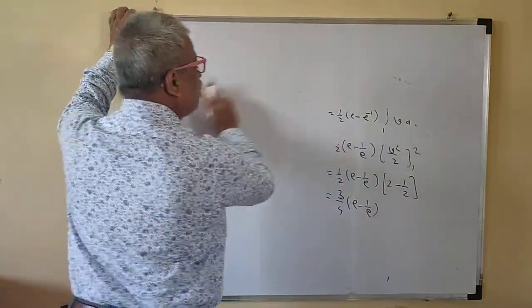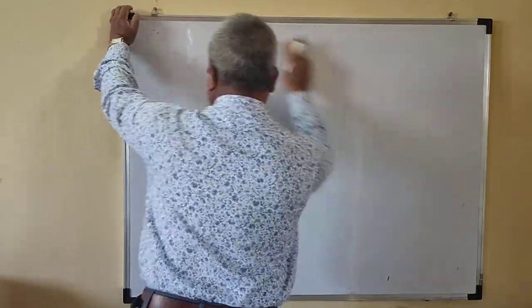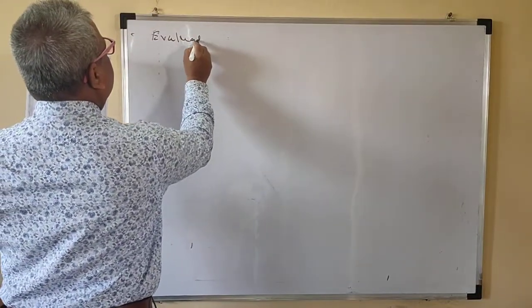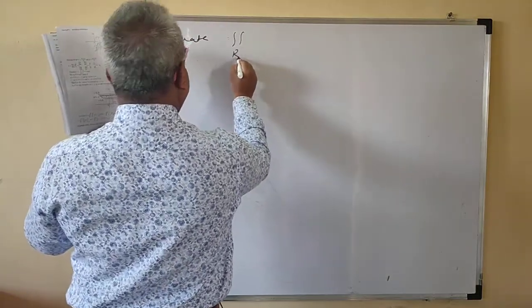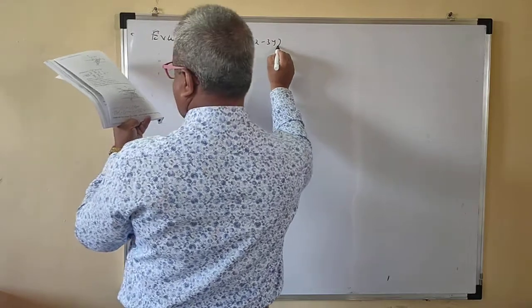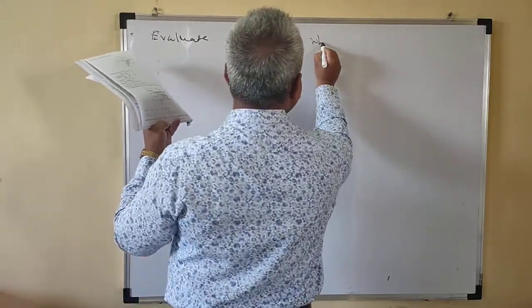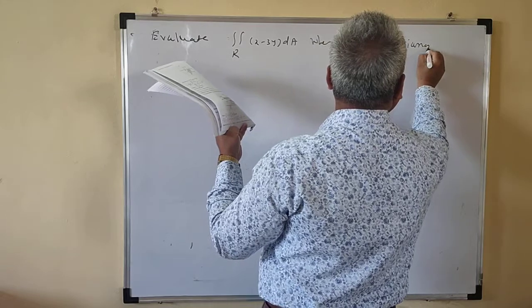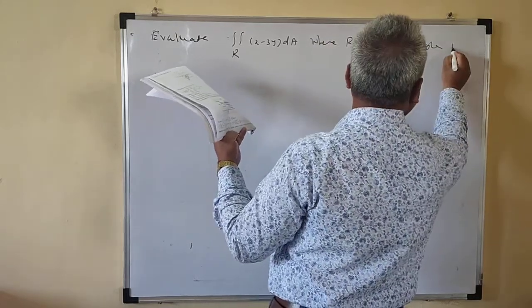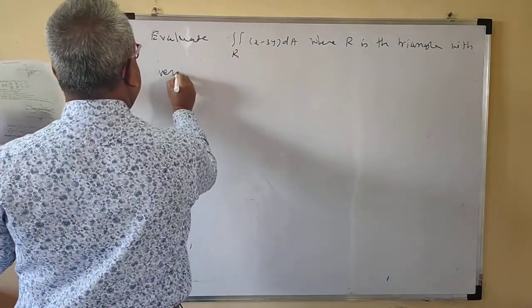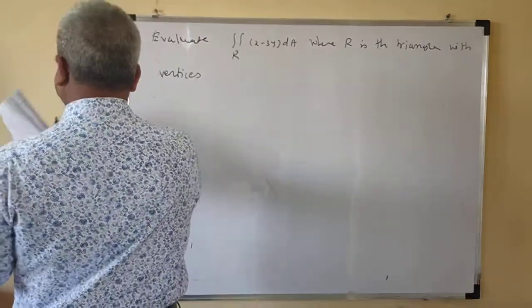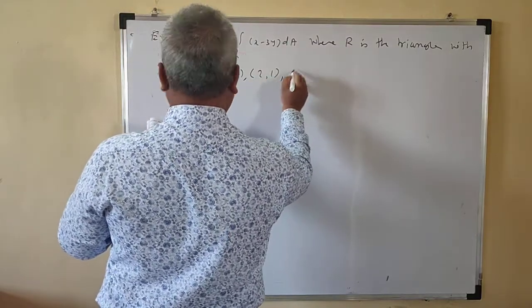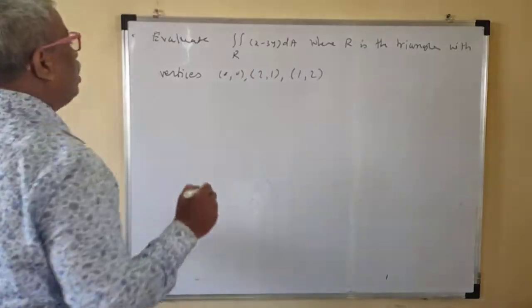We will solve one more problem so that you will understand this one. Evaluate the double integral over R of x minus 3y dA, where R is the triangle with vertices (0, 0), (2, 1), (1, 2). Okay, solution.